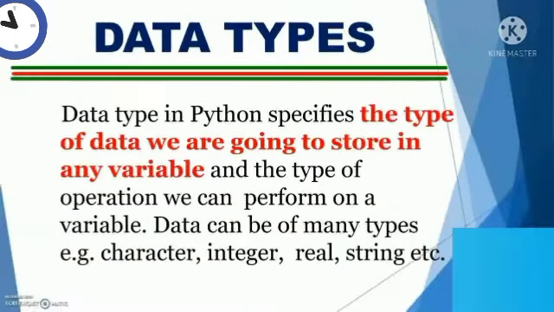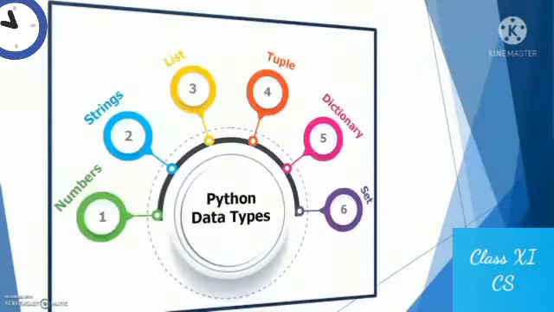Data types. A data type in Python specifies the type of data we are going to store in any variable and the type of operation we can perform on a variable. Data can be of many types. They are character, integer, real, string, etc. It specifies the type of data we are going to store in any variable and the type of operation we can perform on a variable.